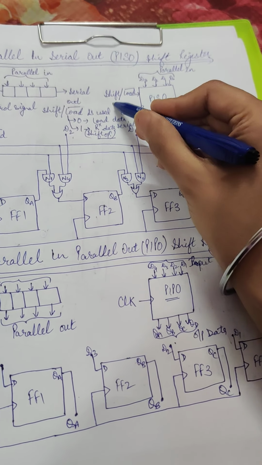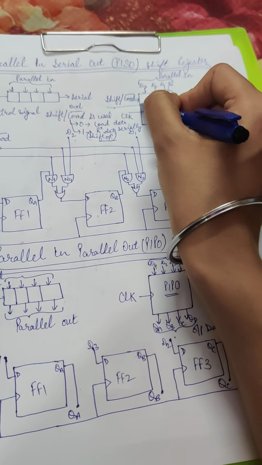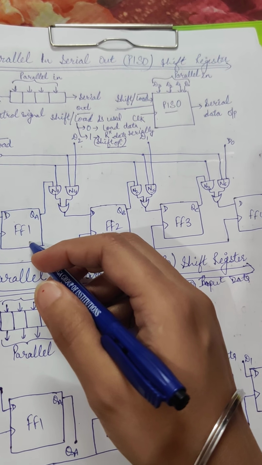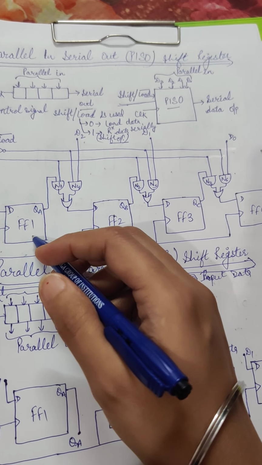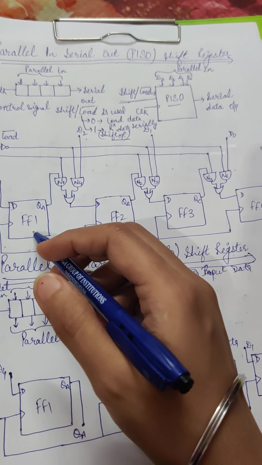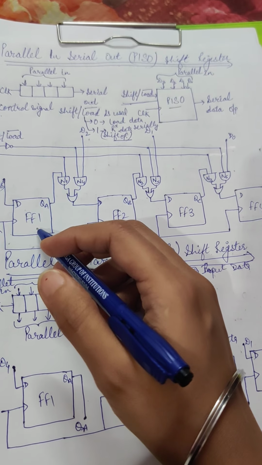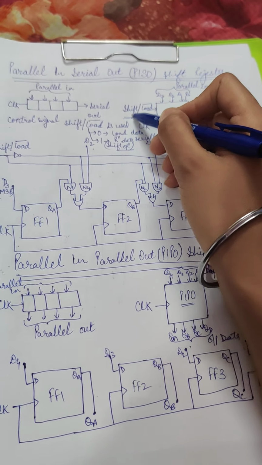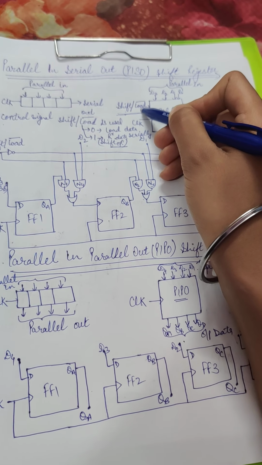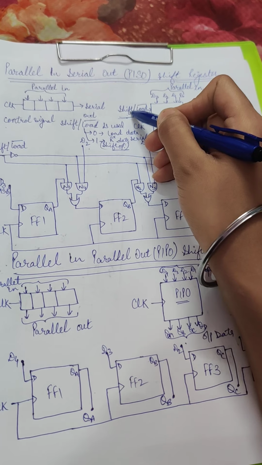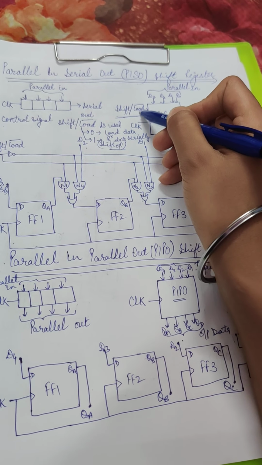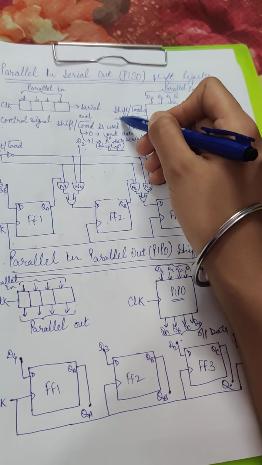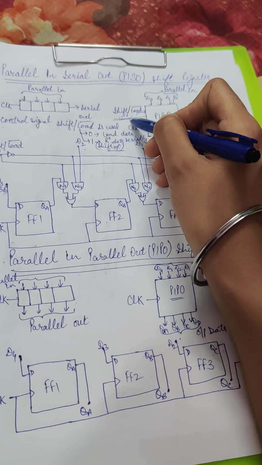In this, one control signal is used, that is shift/load bar. Load पे bar है. That means out of these 2 functions, one function can be performed at a time. Shift is active high and load is active low, means shift will work at 1 and load will work at 0. When this signal is 0, then load will work, and when the signal is 1, then shift operation will be performed.